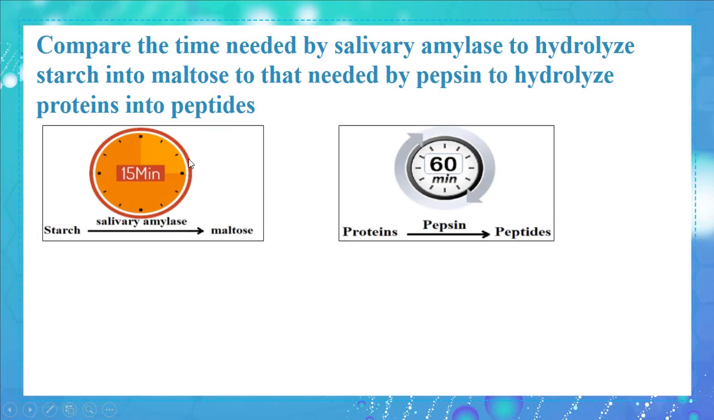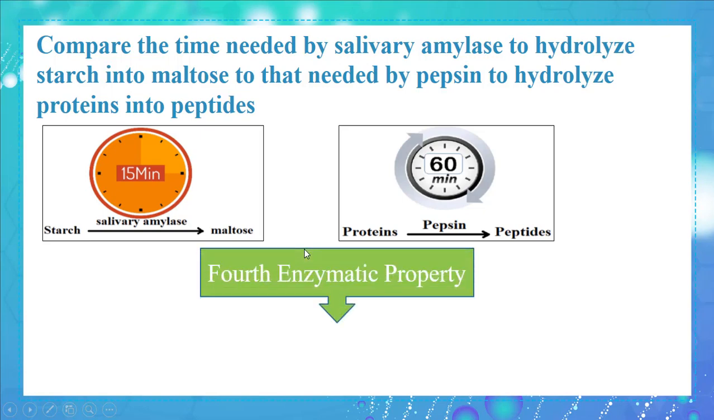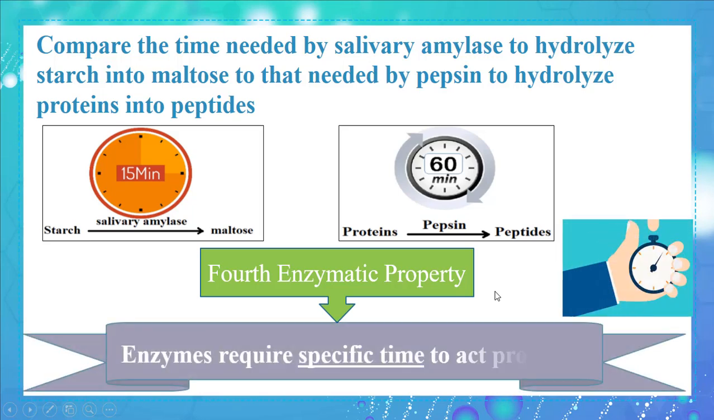Compare the time needed by salivary amylase to hydrolyze starch into maltose to that needed by pepsin to hydrolyze proteins into peptides. Salivary amylase requires 15 minutes to hydrolyze starch into maltose, less than pepsin that requires 60 minutes to hydrolyze proteins into peptides. So, did you figure out the fourth enzymatic property? Sure you did. Enzymes require specific time to act properly.